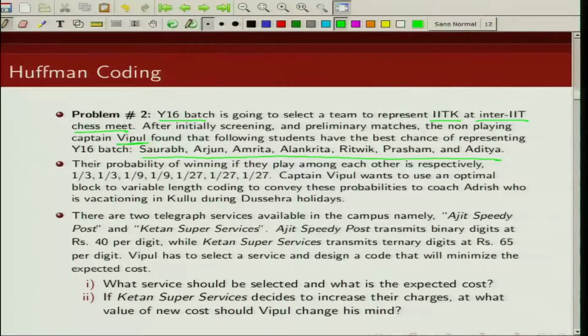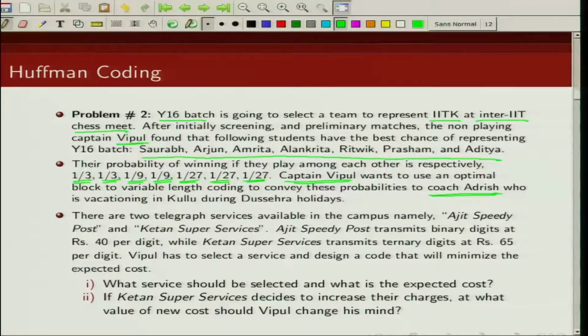team, and he organized a chess competition where they played against each other, and he found out that these are the corresponding probabilities of their winning against each other. So Saurabh won 1/3 of his matches, Arjun won 1/3 of his matches, Amrita won 1/9 of her matches. These are the probabilities of their winning when they played against each other. Now Vipul wants to convey this information to his coach Adrish, who is vacationing in Kullu. So he has to transmit this information to his coach.